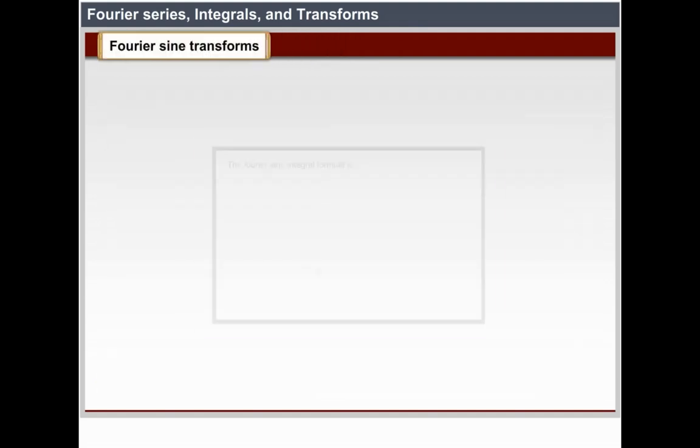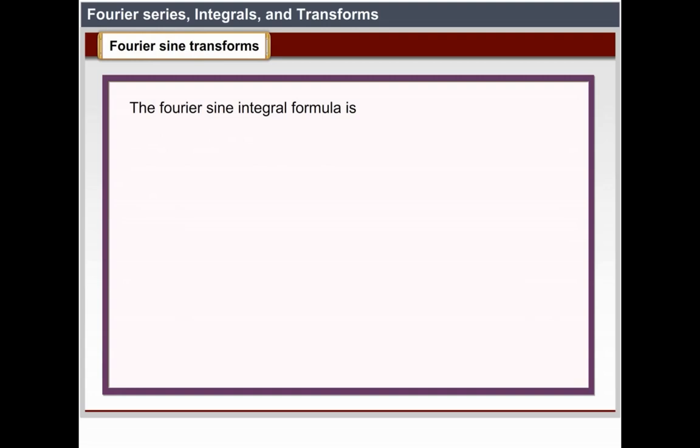Fourier sine transform. The Fourier sine integral formula is f(x) = 2/π ∫ from 0 to ∞ sin(sx) ds ∫ from 0 to ∞ f(t) sin(st) dt.